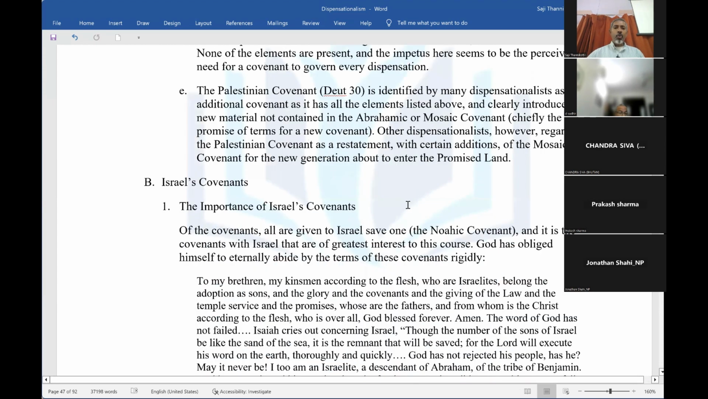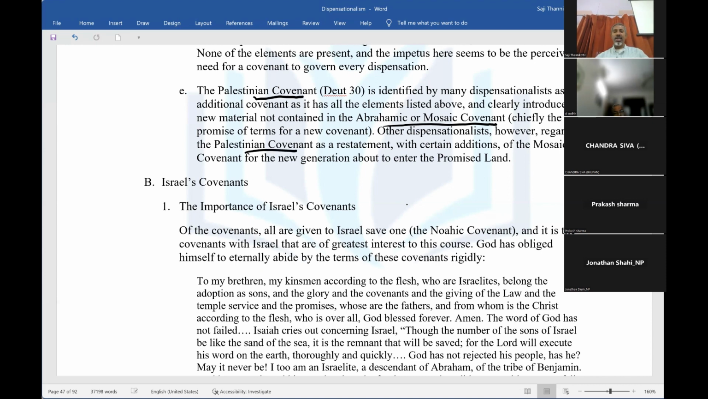Okay, one more thing. Was there a Palestinian covenant other than the Mosaic covenant? Sometimes dispensationalists think that way. Is there new material not contained in the Abrahamic or Mosaic covenant? We don't see something like that. I don't think there was a Palestinian covenant in that way. Maybe it is a restatement of some of the Mosaic covenant that is in view. That is what we should see there.